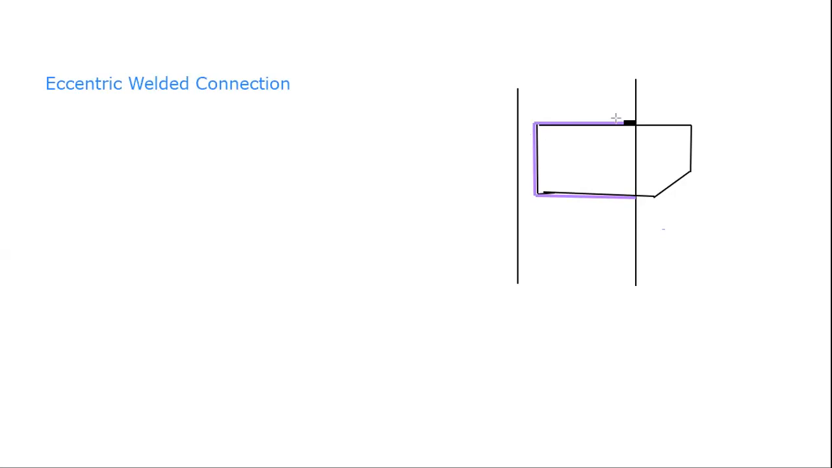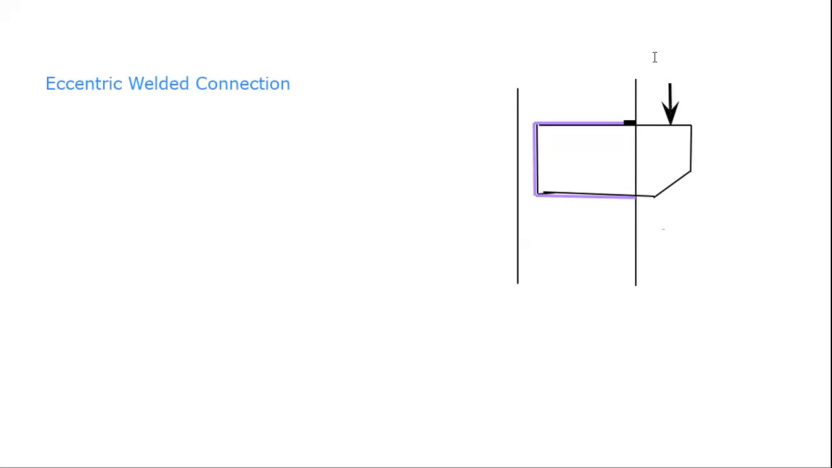This is the length of the weld, this, and this. This is the total length of the weld, and this welded connection is connecting this gusset plate to an I-beam, to the top or the bottom of an I-beam. Now suppose a force is being acted on this gusset plate or on this structural member at this location.